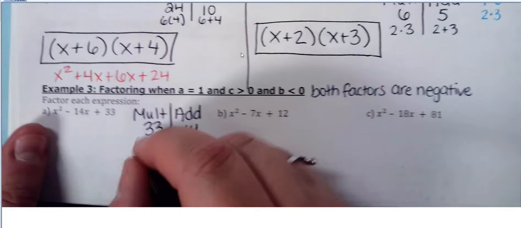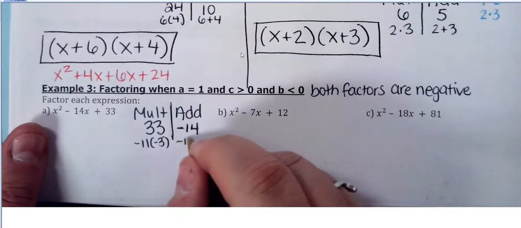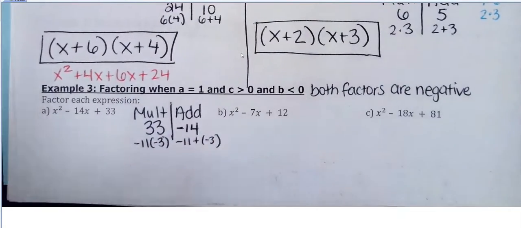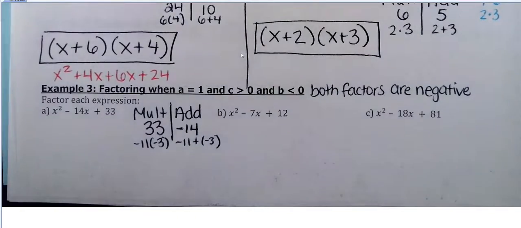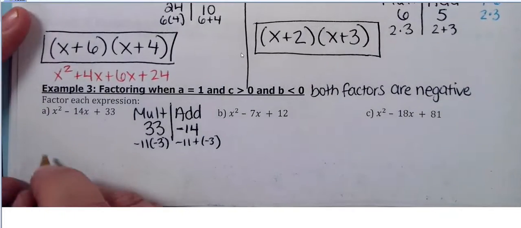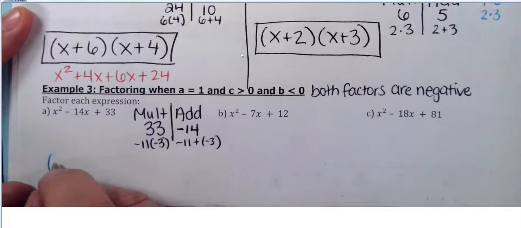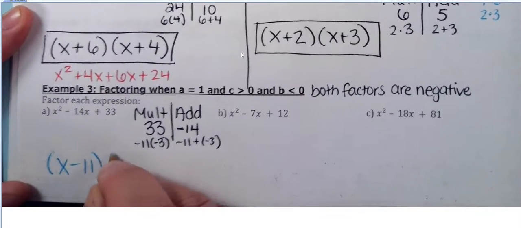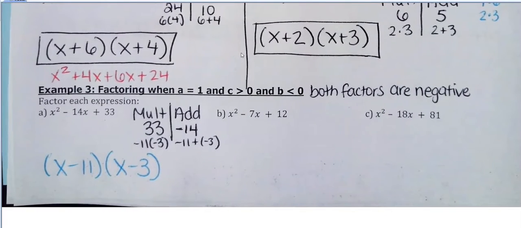Yes, okay. Negative 11 times negative 3 gives you positive 33. Negative 11 plus negative 3 gives you negative 14. You do not have to write that out. I'm just trying to show this in case anybody's looking at this that's not here today. Now, when you write these factors, the only difference is you just use a minus sign. So one of them is x minus 11, the other factor x minus 3. Again, it doesn't matter which one comes first or second.